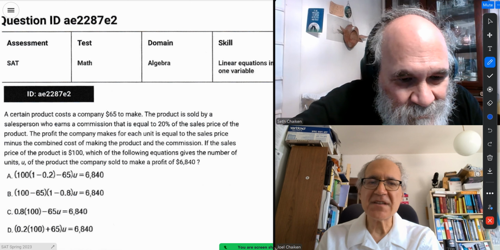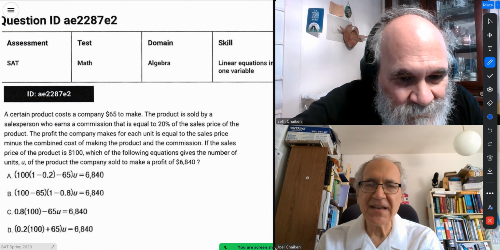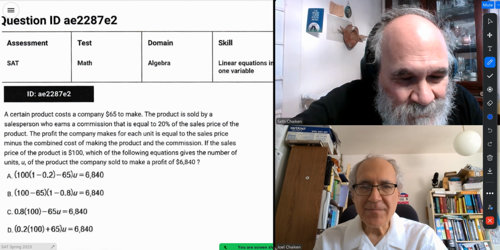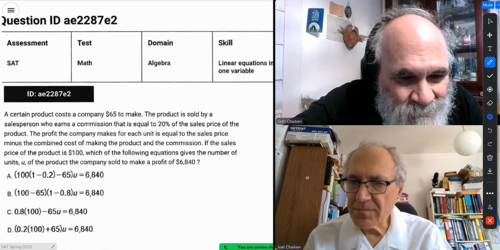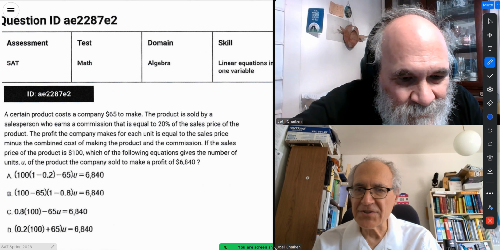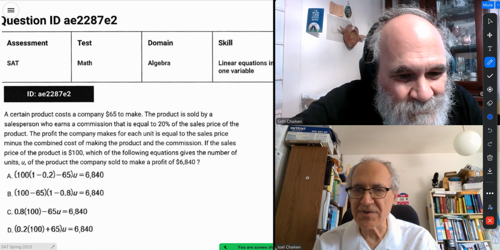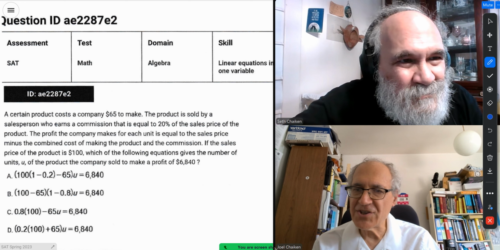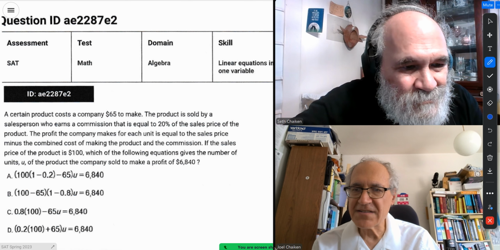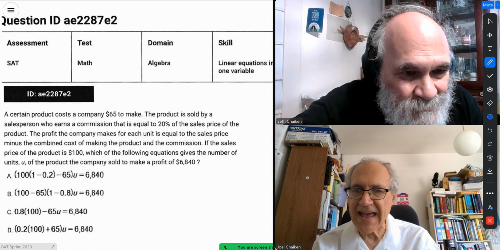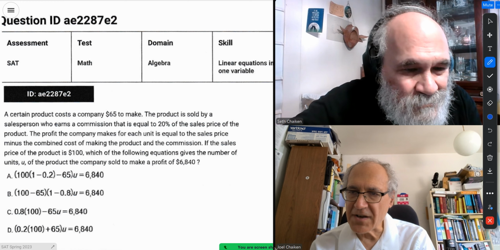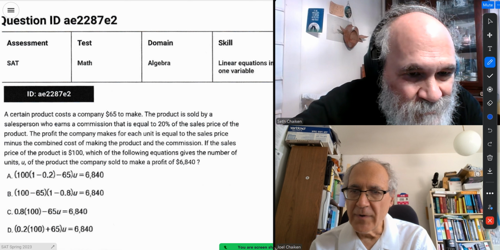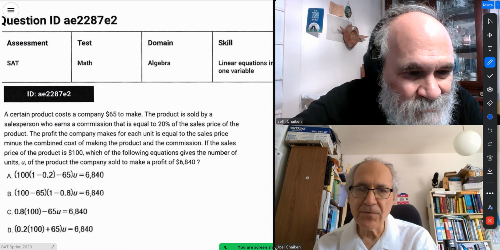This comes from the Educator site from SAT, and spoiler alert, this question may appear on a Blue Book test. A certain product costs a company $65 to make. The product is sold by a salesperson who earns a commission that is equal to 20% of the sales price of the product. The profit the company makes for each unit is equal to the sales price minus the combined cost of making the product and the commission. If the sales price of the product is $100, which of the following equations gives the number of units U of the product the company sold to make a profit of $68.40?